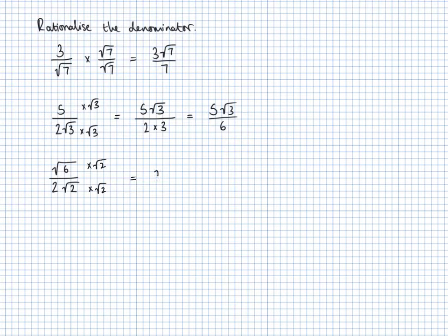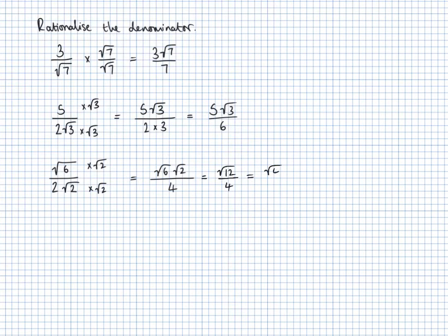What I have is root 6 root 2 over, now this time root 2 times root 2 is just 2, and 2 times 2 will give me 4, so I'll just write the 4 here. Now remember, root 6 times root 2 is just root 12. I can just multiply them and take the square root of that. Now root 12 simplifies, but I'm just going to write root 12 first. So root 12 over 4. Root 12 simplifies because 4 times 3 gives me 12.